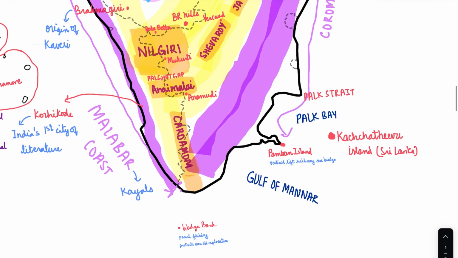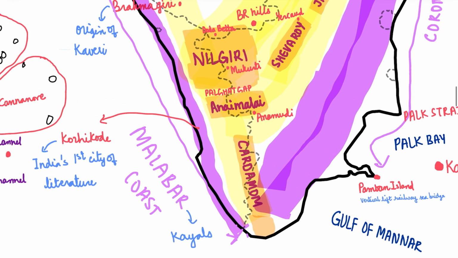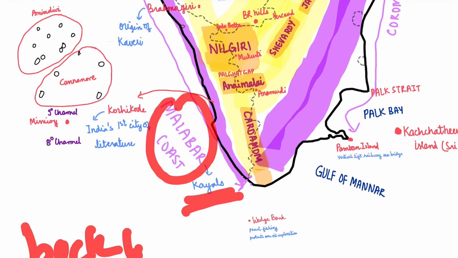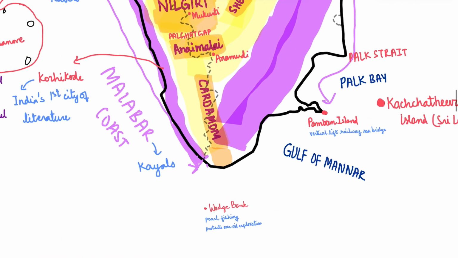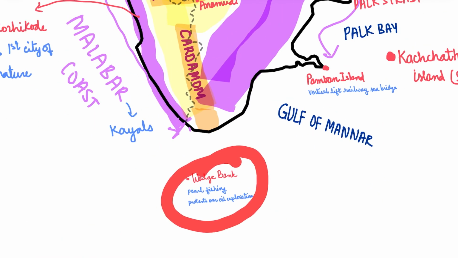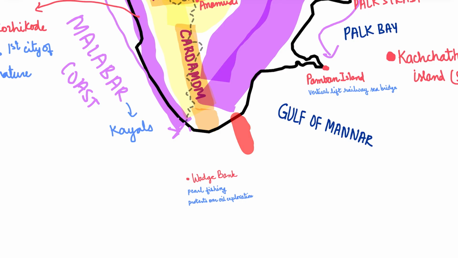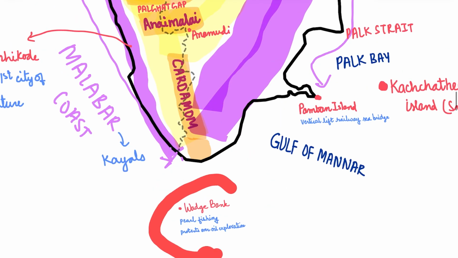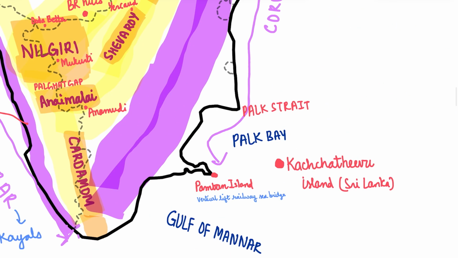Over here in the Malabar coast, we have the city of Kozhikode, which was in news recently because it is India's first city of literature. And the Malabar coast is known for kayals, the backwaters. Then we have the Wadge Bank in the coast of Tamil Nadu. It is known for pearl fishing, and there have been protests over oil exploration in the Wadge Bank. So this is also in the Tamil Nadu coast.